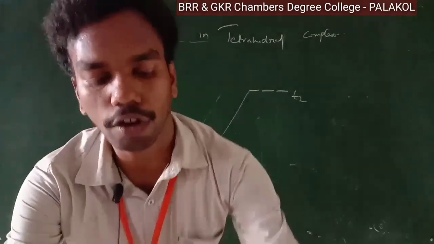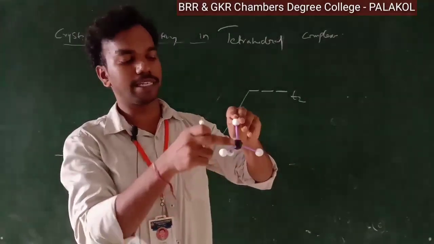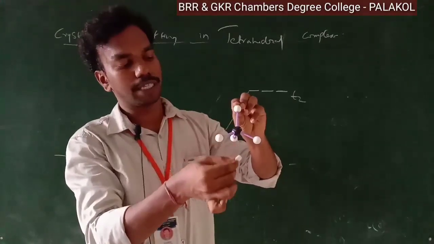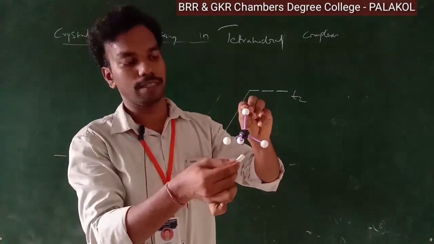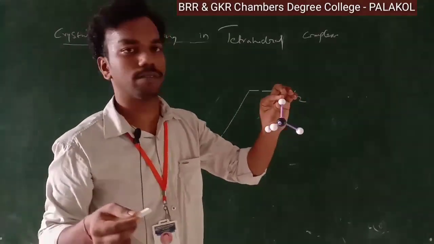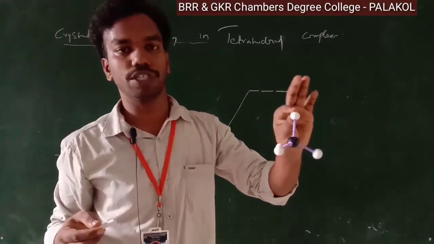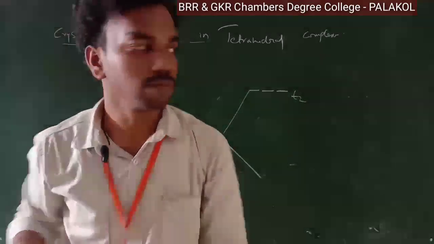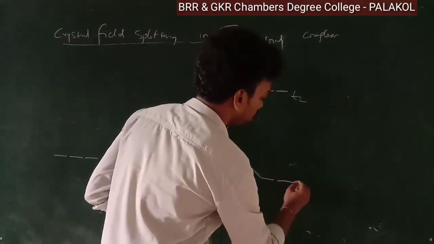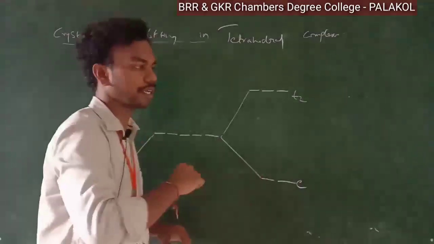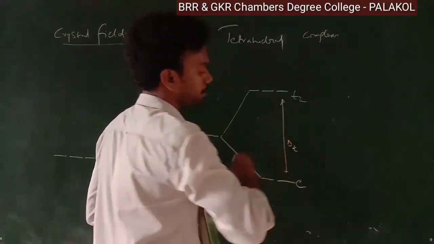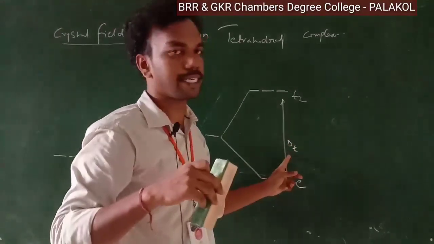But in tetrahedral complexes, you have a center point, and here there is one ligand, but in the opposite direction you don't have any ligand with respect to this point. So this geometry of tetrahedral complex does not have any center of symmetry or center of inversion. So you don't use g, you just write T2 and E. Now the difference is delta T, because this is tetrahedral, delta T.